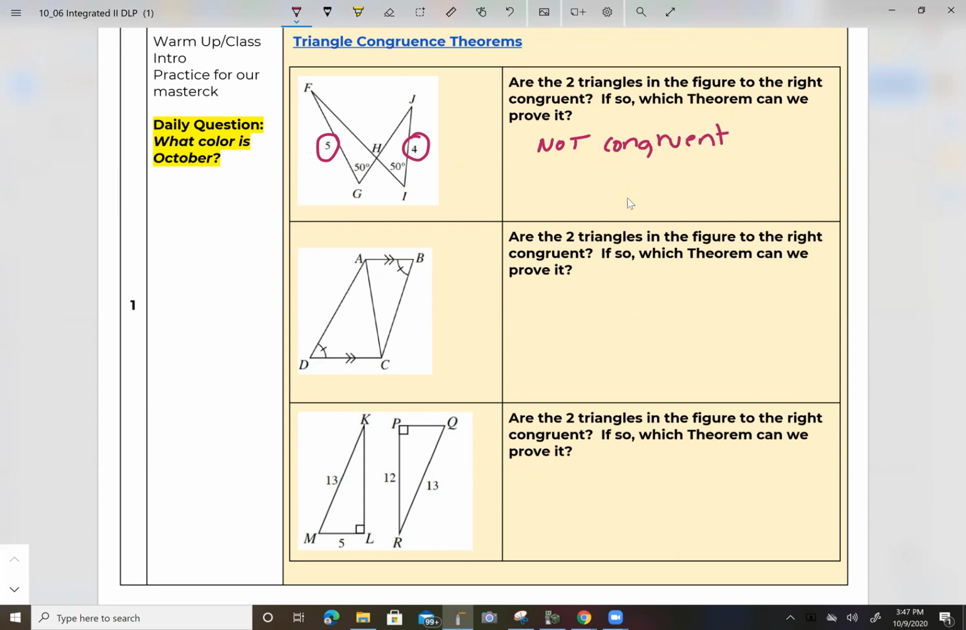You could also use the sign for congruency, which is an equal sign and a tilde, and you could put a line through it. Although I guess if you're typing it up, that is probably a little bit harder.